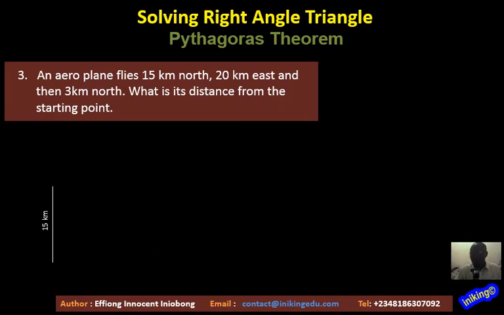Assuming that we are starting from down here, you can call this our starting point. Then we travel up north 15 kilometers, which means we're going to go east next, 20 kilometers to the east, and then after that 3 kilometers up north. And we are asked, what is the distance between these 2 points, the distance from the starting point?